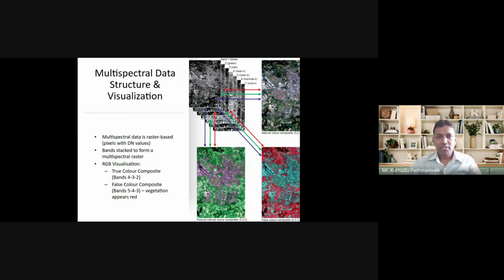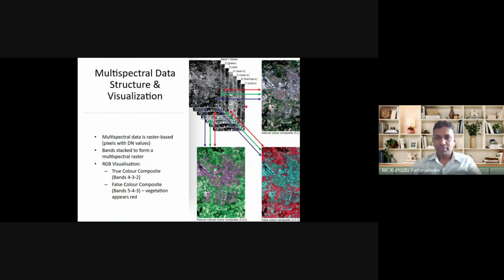Multispectral data is stored as a raster layer, as we discussed earlier. What is raster? Each band is a separate layer containing pixel values. As you can see here, there are 7 bands. 2 is green, 3 red, 4 near infrared, 5 is near infrared, 6 is the thermal infrared, 7 is mid infrared. First one, blue band.